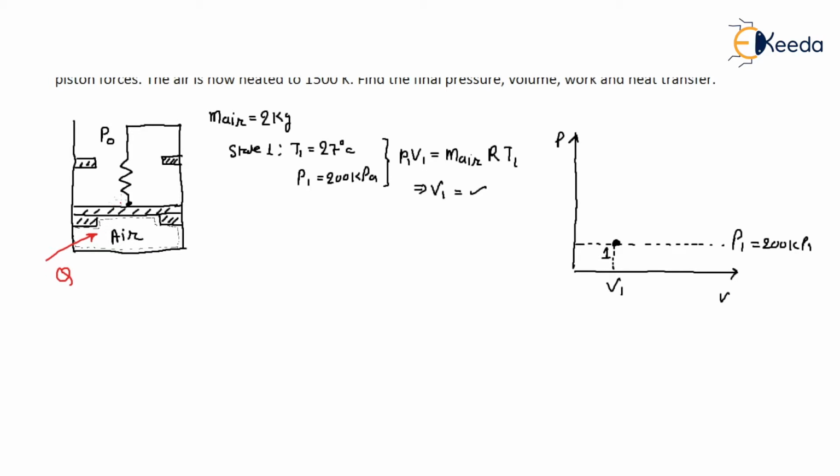the piston moves up, but the piston will move up with not an equilibrium pressure. Why? Because there is a spring, and a spring always opposes the motion of the piston, and the resistance force continuously increases. So as the pressure of the system increases, the displacement also increases. So there is a linear relation. So this is your process. But what is the final point 2?